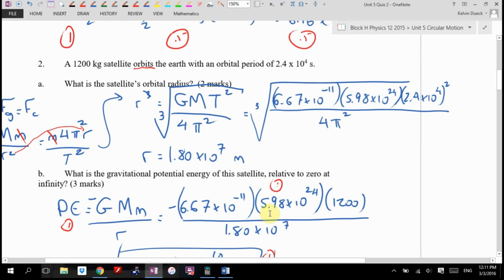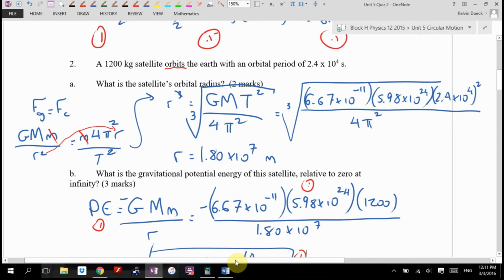Oh, for 2A? That's a good question. For 2 marks, I'd probably give you, again, a half mark for knowing the starting point. I'd probably give you a half mark if I saw that with the cube root. I'd probably give you a half mark for the numbers and a half mark for the answer, I guess.